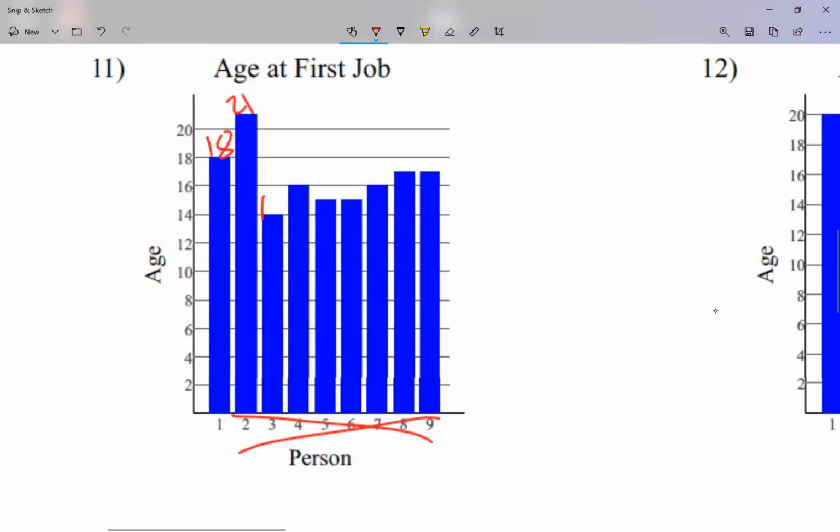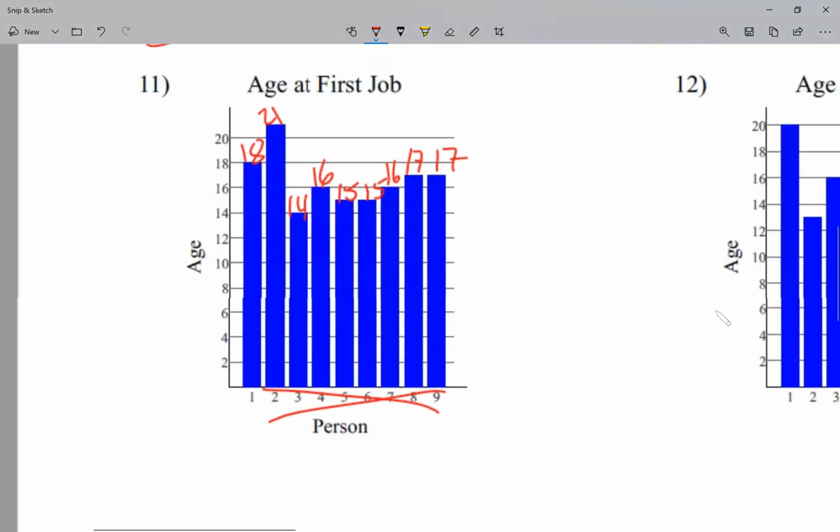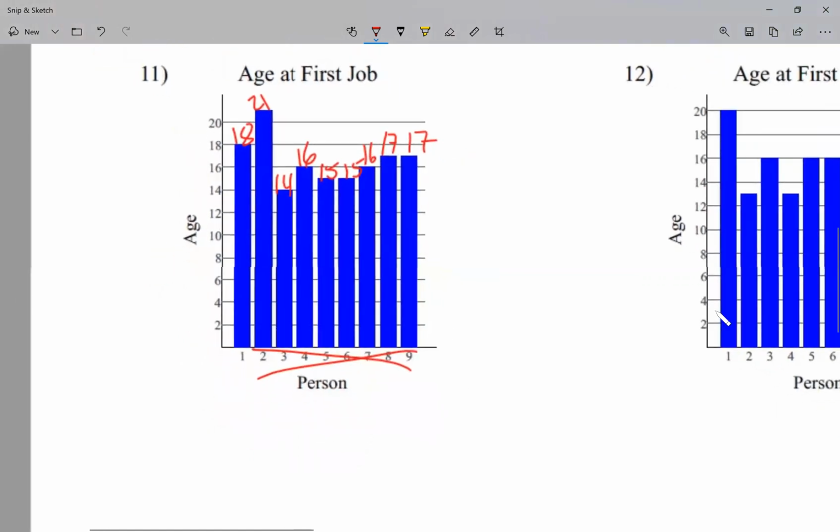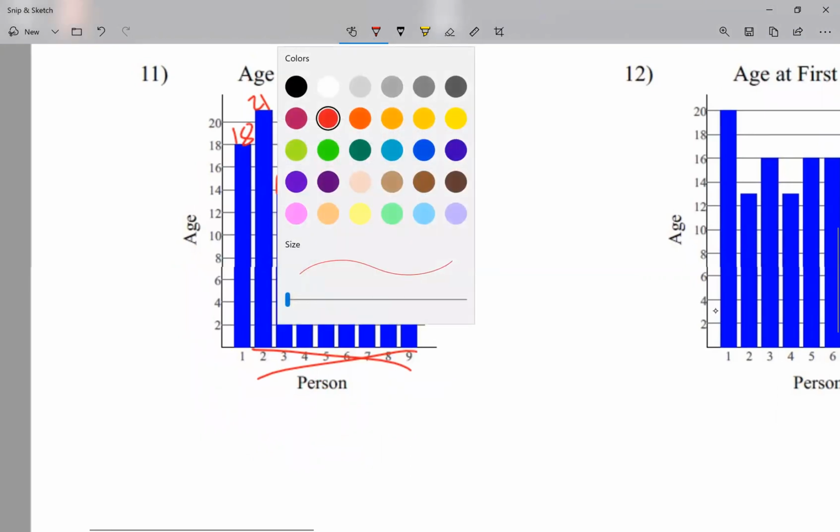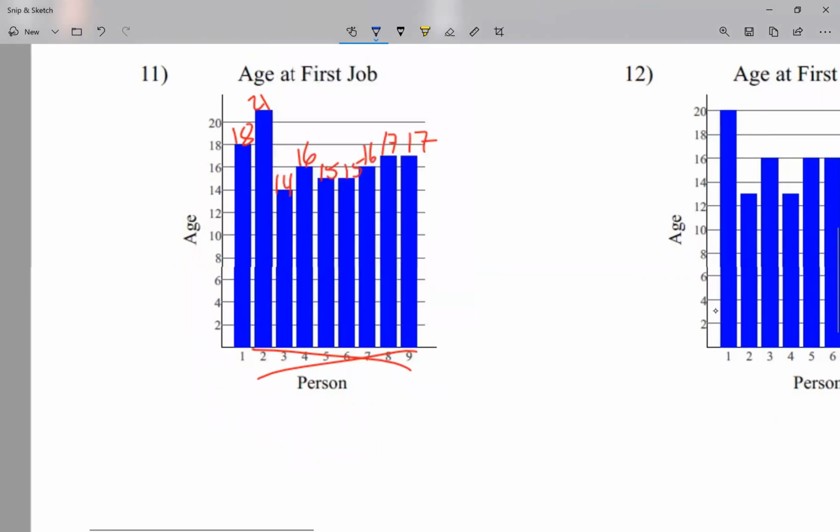And then 14, 16, 15, 15, 16, 17, and 17. All right, you guys can see I got all those numbers from the left. All right, now let me list my numbers from small to large.